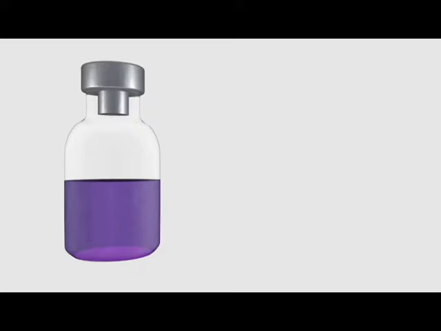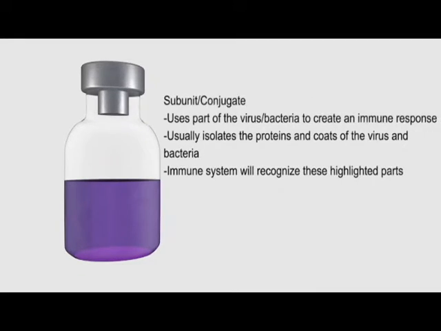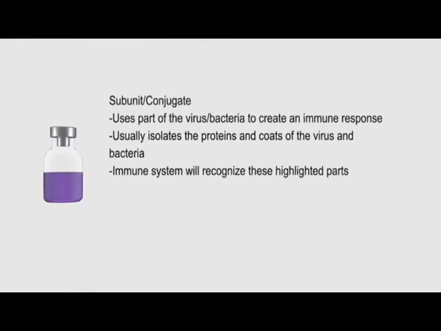Finally, subunit and conjugate vaccines are comprised of only a part of the pathogen they are designed to protect against, and are used to get a response from the immune system. Subunit vaccines are created by isolating pathogenic proteins, allowing the immune system to recognize the highlighted proteins. Conjugate vaccines are made in a similar fashion, but with bacterial coats.